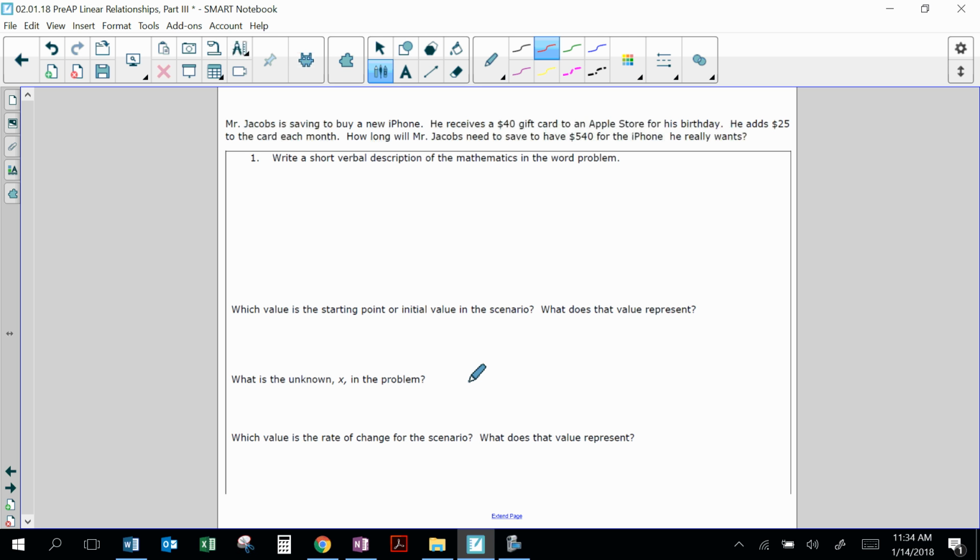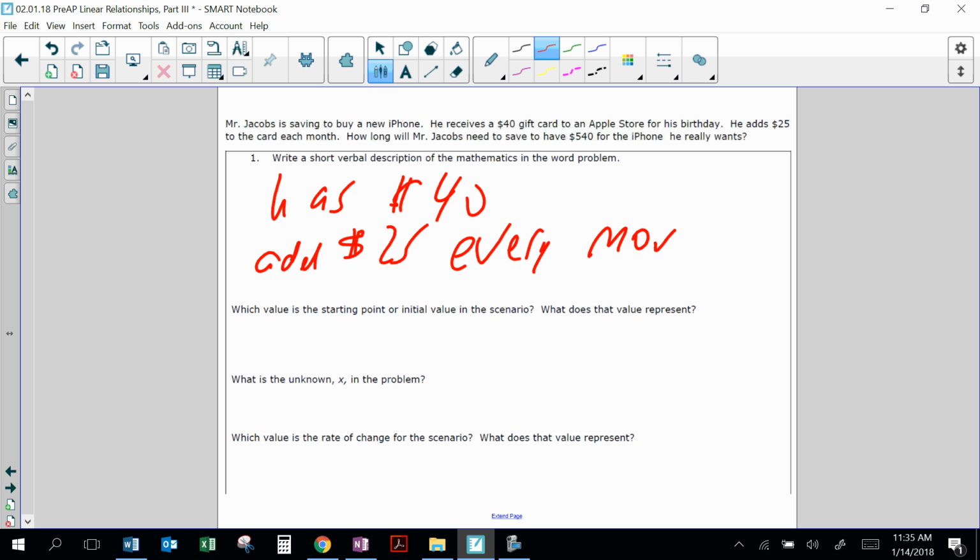Write a short verbal description of the mathematics in a word problem. So in a word, he has $40. He adds $25 every month. So that's pretty much a summary of this. And we need to know how many months it will take him.